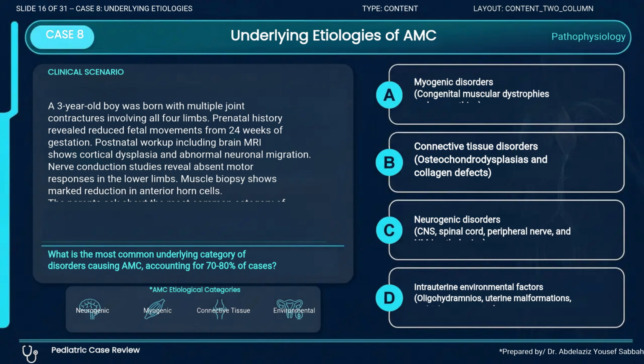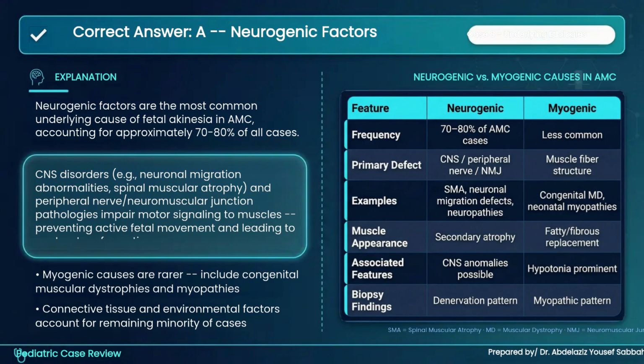Option A, myogenic disorders such as congenital muscular dystrophies and myopathies. Option B, connective tissue disorders such as osteochondrodysplasias and collagen defects. Option C, neurogenic disorders covering central nervous system, spinal cord, peripheral nerve, and neuromuscular junction pathologies. Option D, intrauterine environmental factors such as oligohydramnios, uterine malformations, and multiple pregnancies. The correct answer is option C, neurogenic disorders.